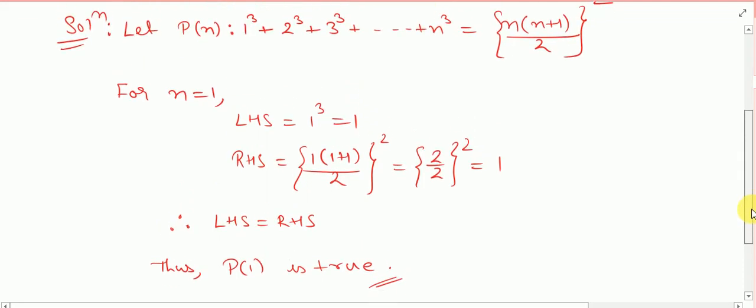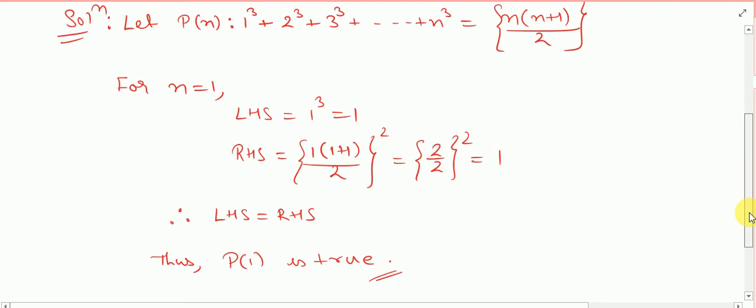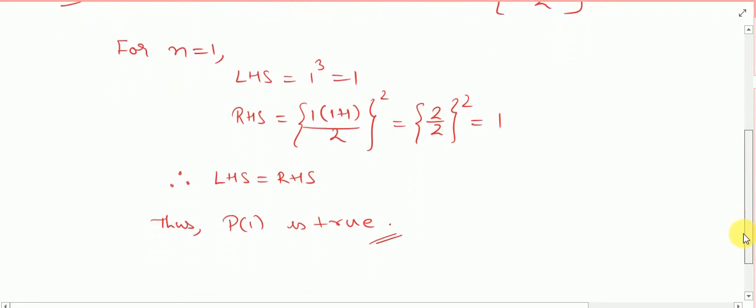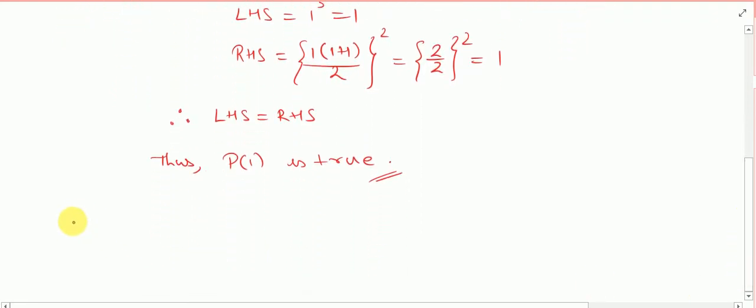Now what we have to do? We have to assume that P(k) is true. Okay, so we'll write, now let P(k) be true.